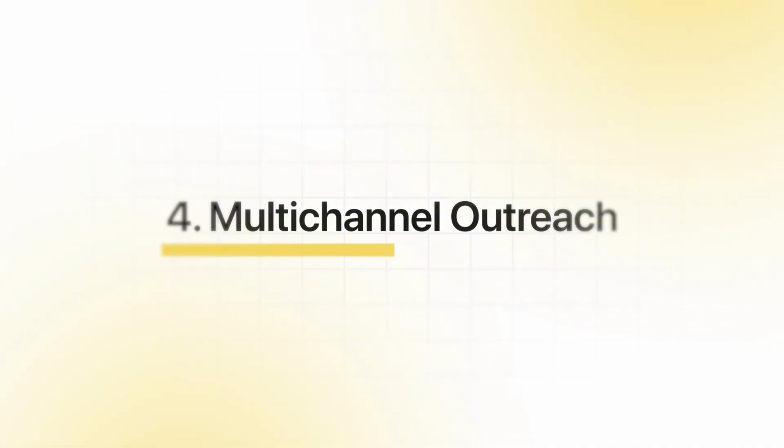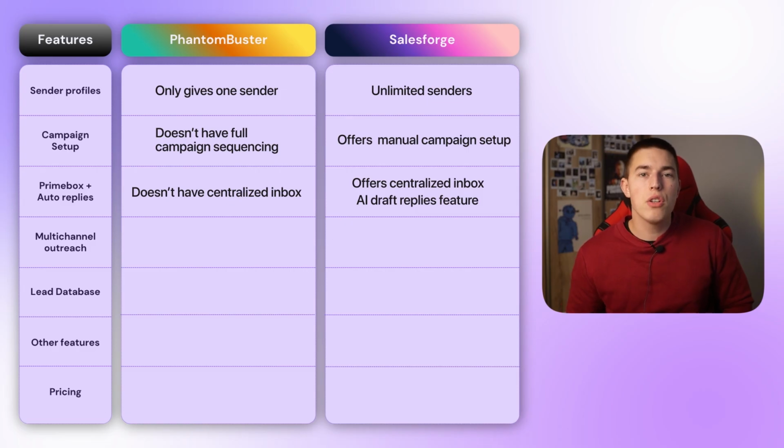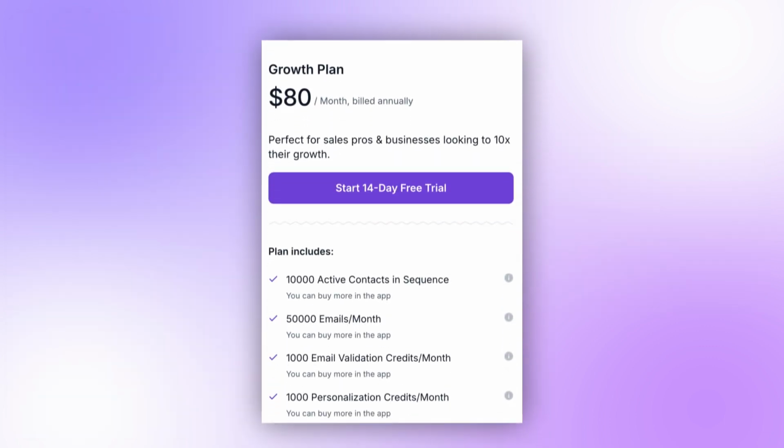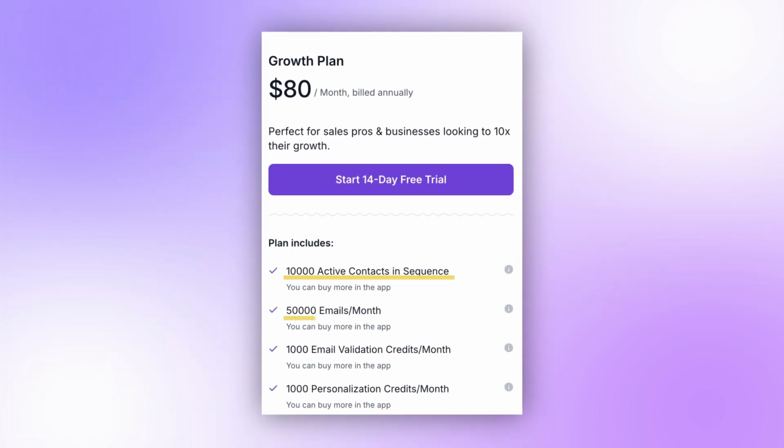Outreach works best when you're not limited to one channel. PhantomBuster is focused on scraping, so it doesn't support multi-channel outreach. Salesforge supports LinkedIn and email together, and not just basic email. The plan includes 10,000 active contacts, 50,000 cold emails sent, personalization and validation credits, plus premium mailbox warm-up. That means you can run full multi-channel outreach campaigns in one platform.